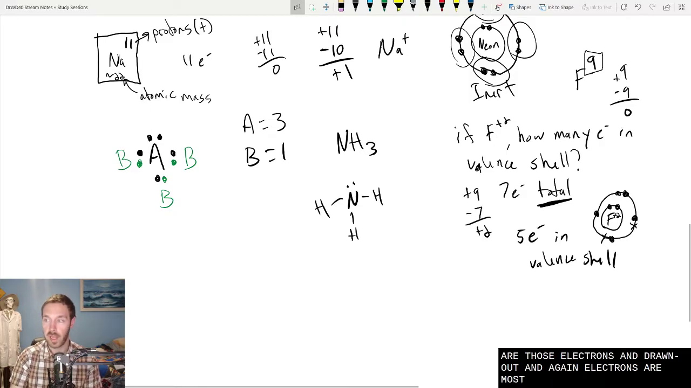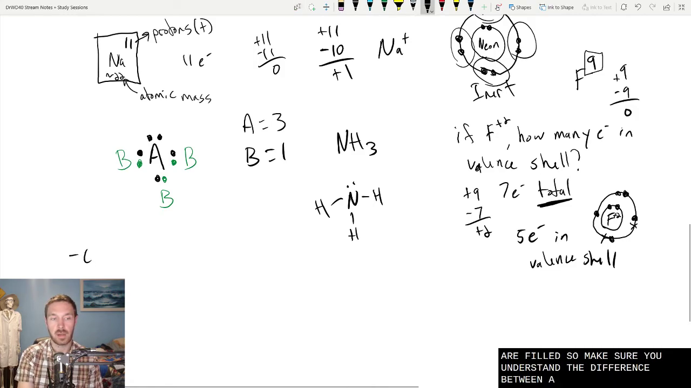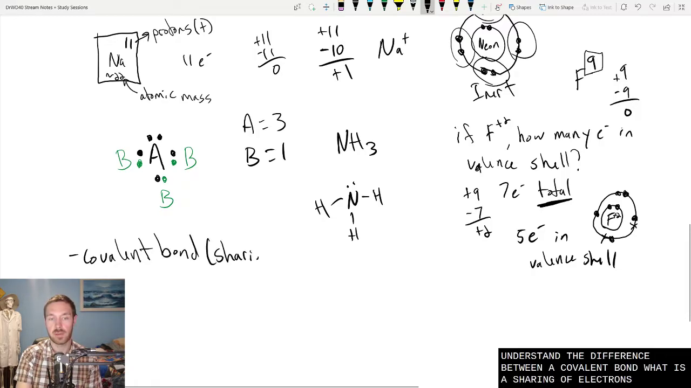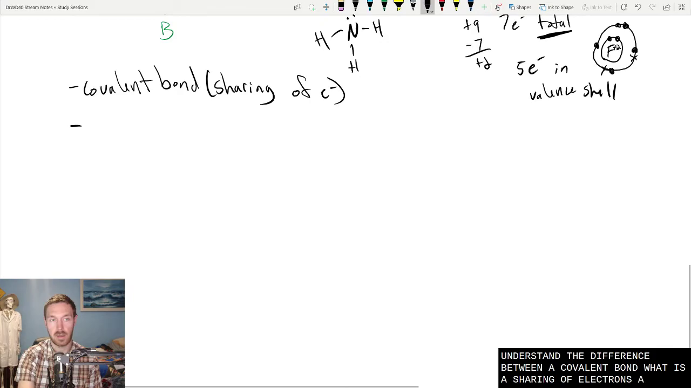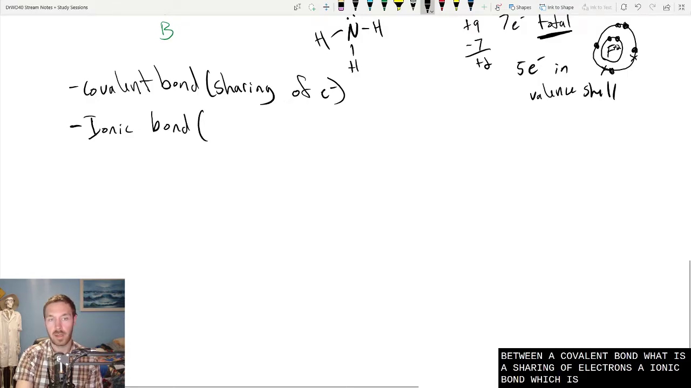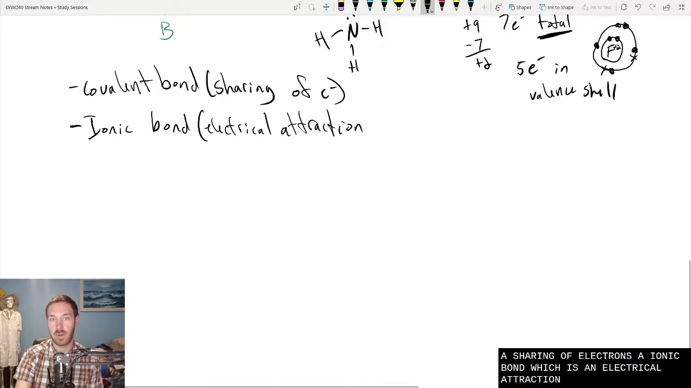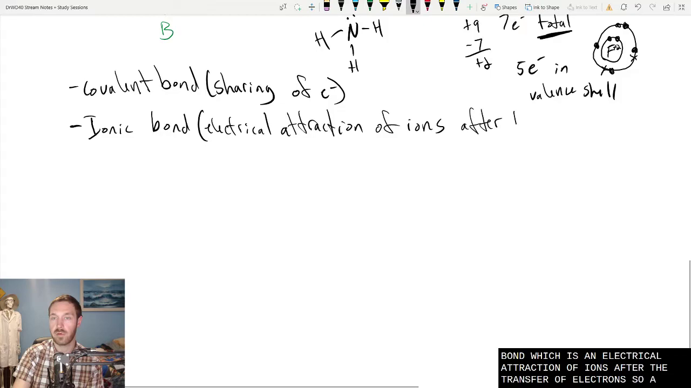And again, electrons are most stable when all electron orbitals in that valence shell are filled. So make sure you understand the difference between a covalent bond, which is a sharing of electrons, and an ionic bond, which is an electrical attraction of ions after the transfer of electrons.